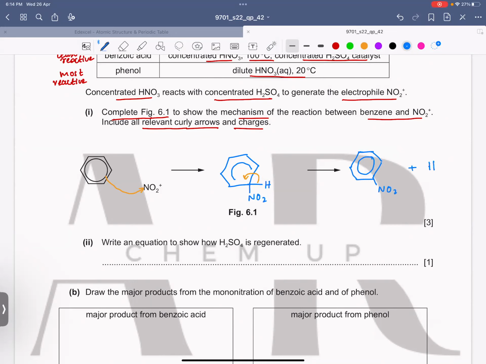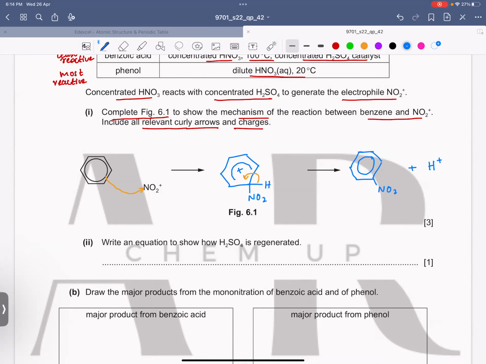Will there not be a positive charge inside the ring? Yeah, sorry, I completely forgot. So there is a positive charge along with the semicircle. Thank you. And the H positive is released. Is this understandable? This is the mechanism for 3 marks only.